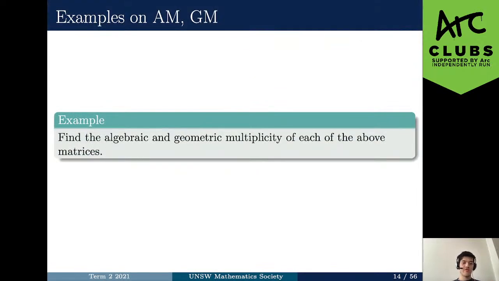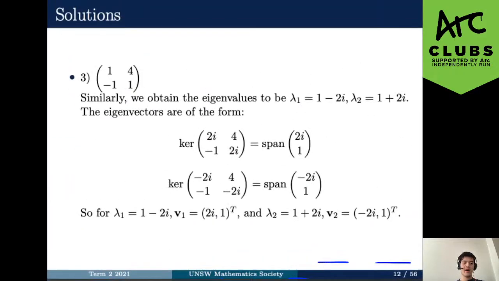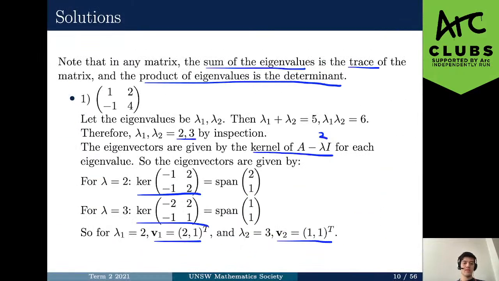So find the algebraic and geometric multiplicities of each of the above matrices. Well, for all of these, we already solved the equation for the eigenvalues. Here we've got 2 distinct eigenvalues. The characteristic polynomial is a quadratic, so we've got 2 roots. Each of these roots has an algebraic multiplicity of 1, because they're not repeated roots. And we know that the geometric multiplicity is always less than or equal to the algebraic multiplicity. Then that means the geometric multiplicities must both be 1.